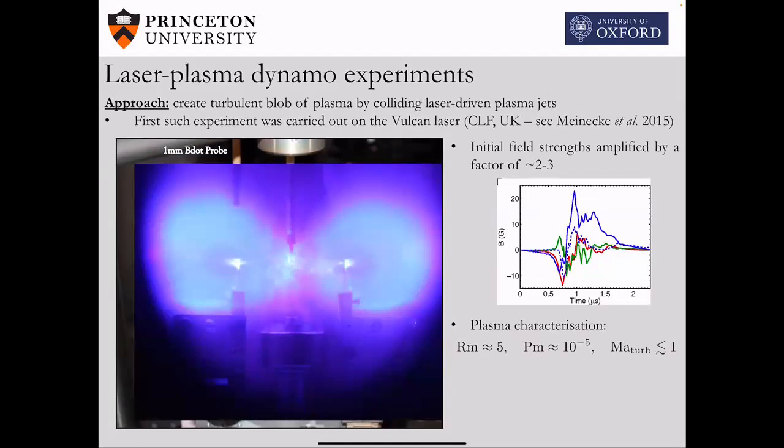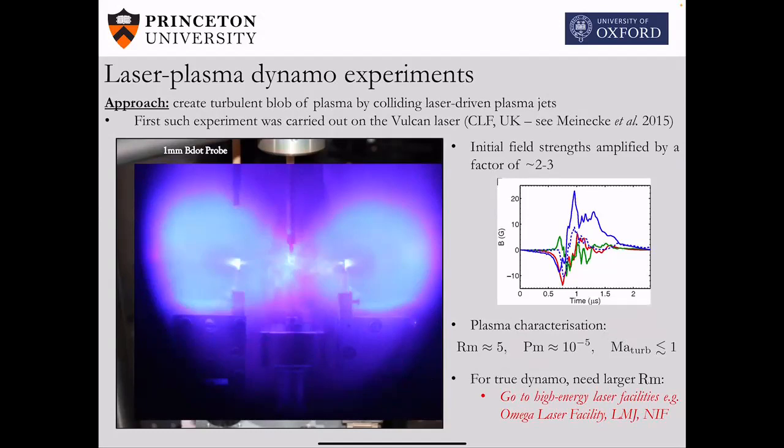But just to briefly outline the findings, in these experiments an initial field strength amplification of around a factor of 2 or 3 was found, and the plasma, having been characterized, was found to have a quite small magnetic Reynolds number of about 5, very low Prandtl numbers, and subsonic Mach numbers. So the conclusion from these experiments was that, whilst there was some evidence of magnetic field amplification, if one really wanted to access the true dynamo regime, one would need to obtain a much larger magnetic Reynolds number.